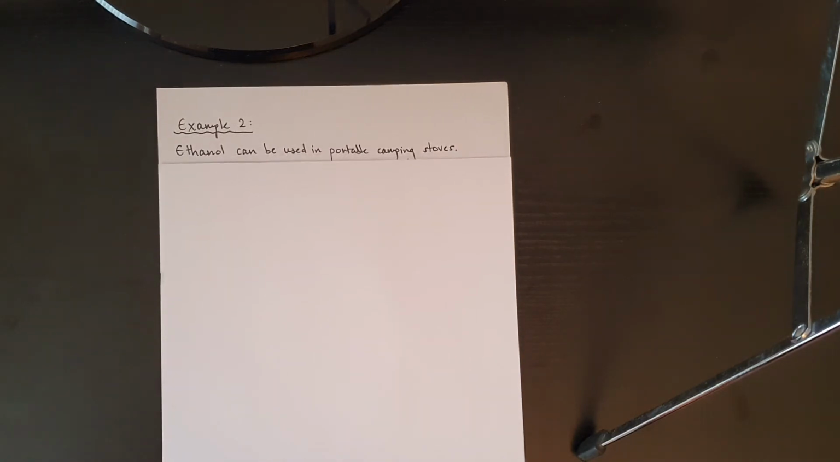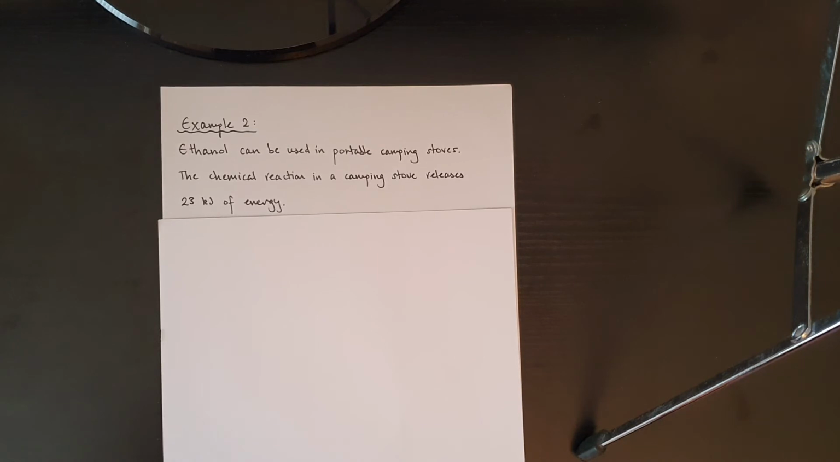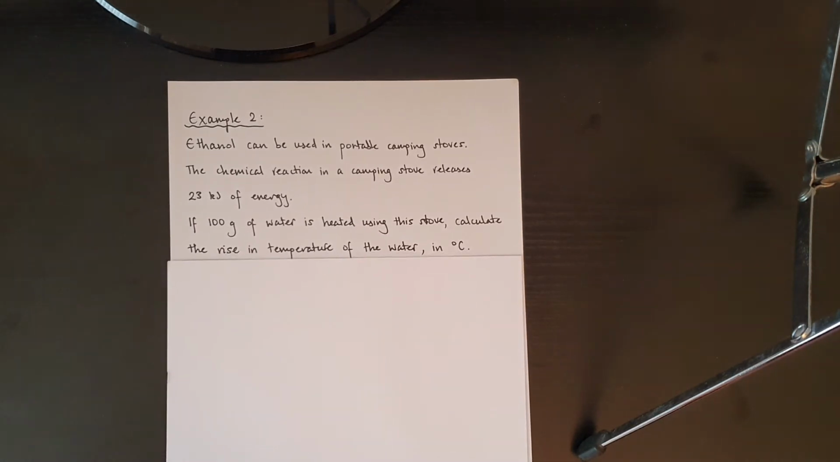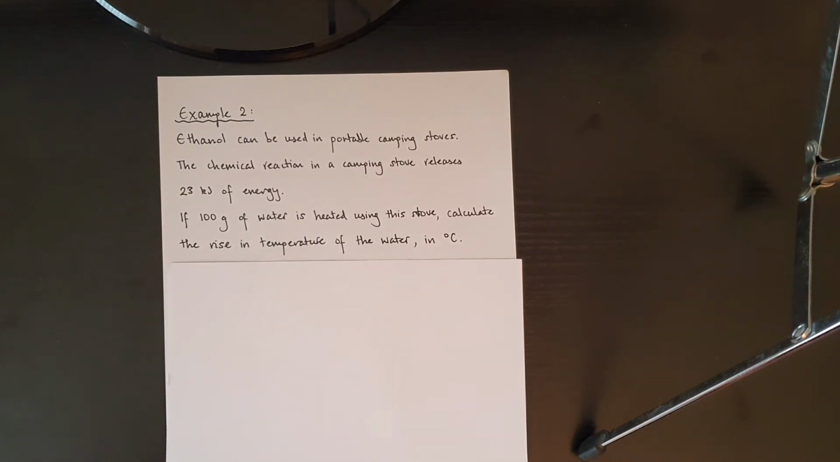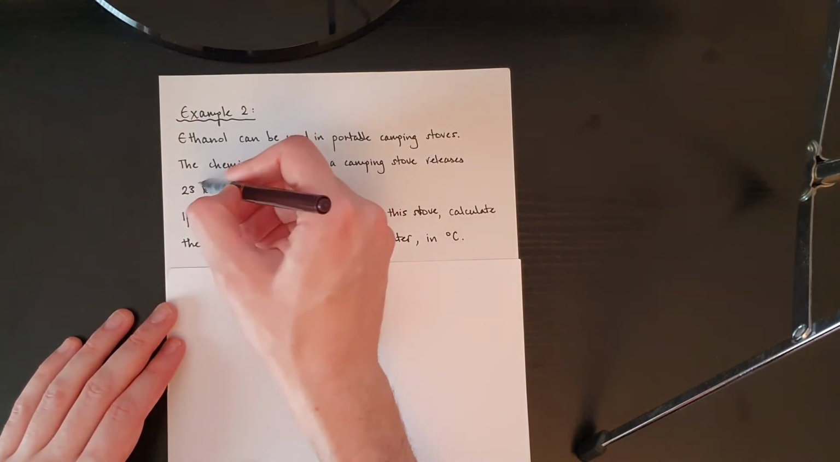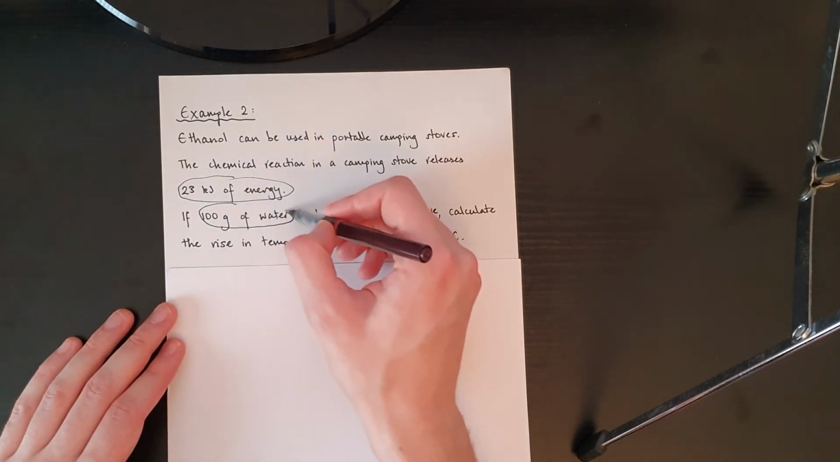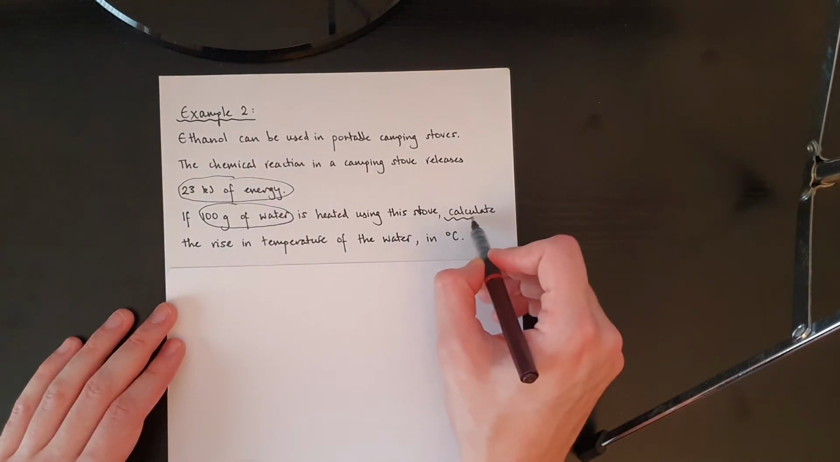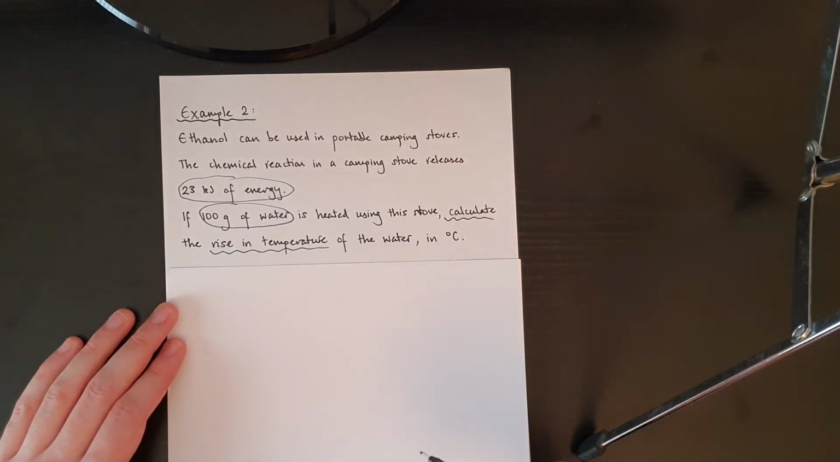So example 2 says ethanol can be used in portable camping stoves. The chemical reaction in a camping stove releases 23 kilojoules of energy. If 100 grams of water is heated using this stove, calculate the rise in temperature of the water in degrees Celsius. So already this is quite different because we're given the energy released and we're given the mass of water. What we have to figure out, because it says calculate, is the rise in temperature. So in other words, that's the temperature change, and we have to do that in degrees C.